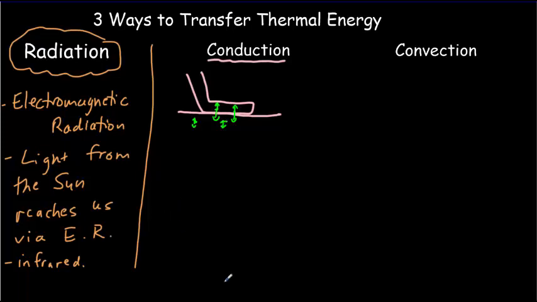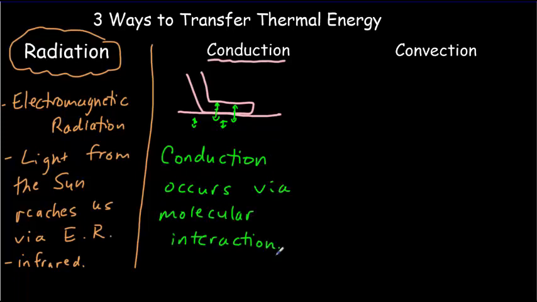So conduction occurs via molecular interaction. And in most cases, that means molecules are vibrating against each other. The third method is convection.